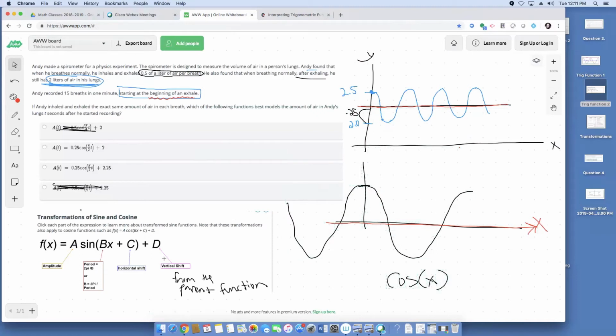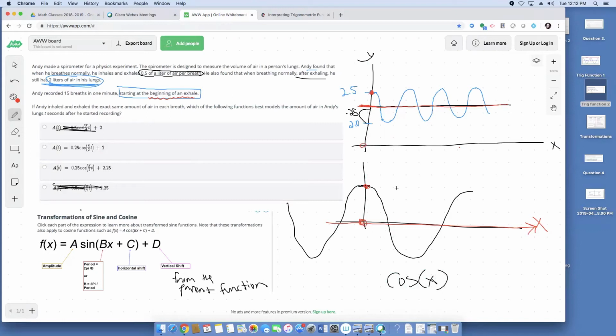Okay, so D is our vertical shift from our parent function. So how much did we move? We could take a point here, our max point, and then versus our max point here. Or you could go through our midline too. Our midline went from 0 on our parent function, and now where is our midline now?